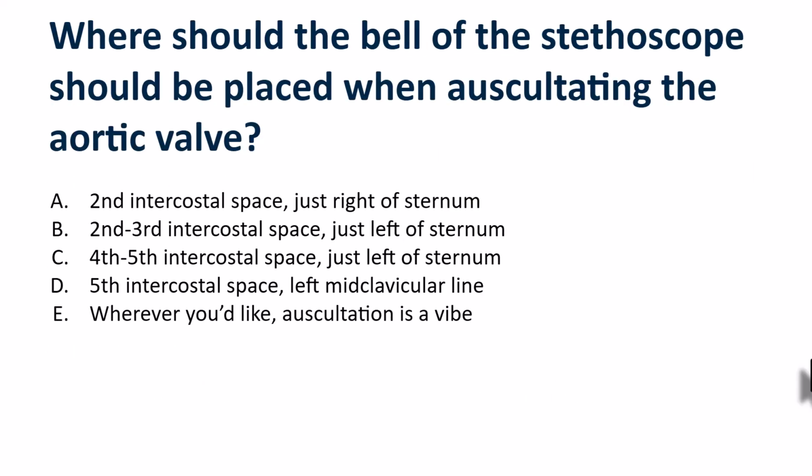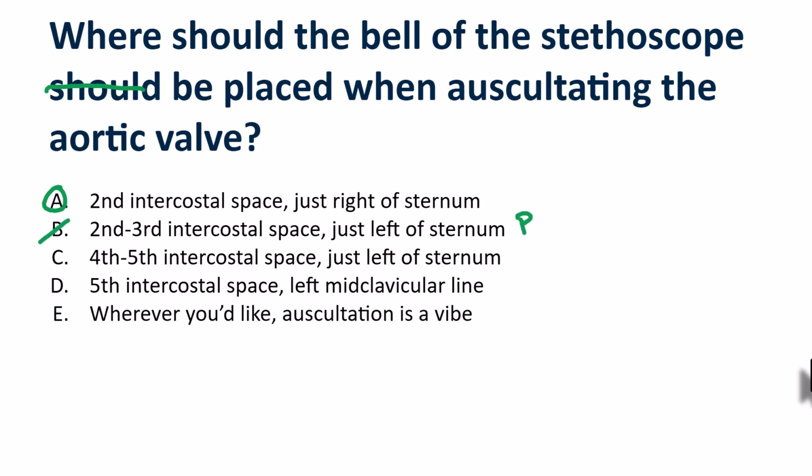So let's assess this knowledge. Where should the bell of a stethoscope be placed when auscultating the aortic valve? Is it A, the second intercostal space just right of the sternum? Why, yes it is. B, the second or third intercostal space just left of the sternum. That would be the pulmonary valve.